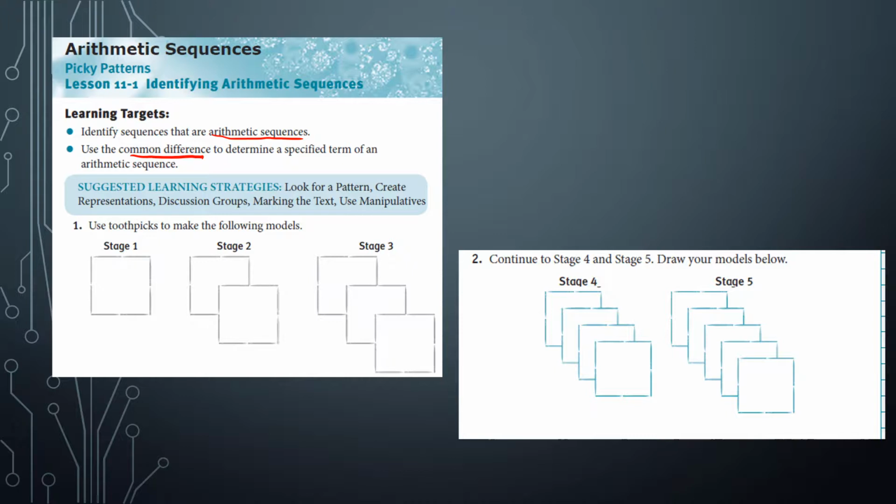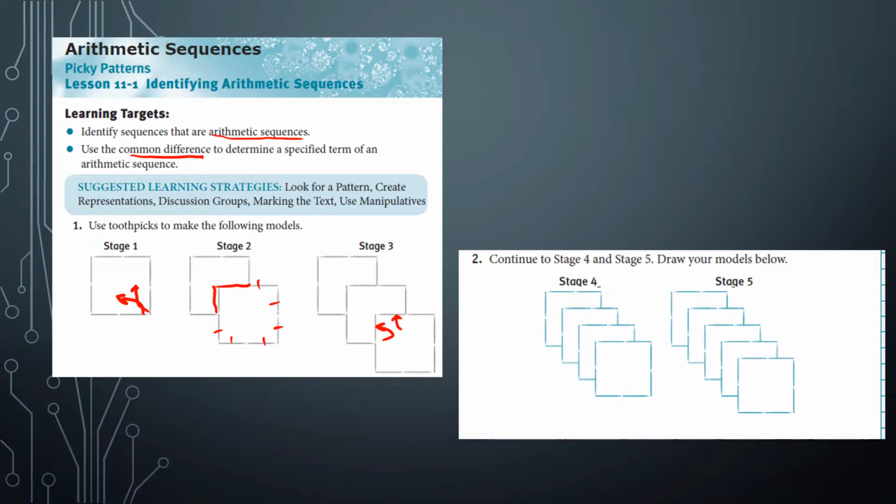So they say use toothpicks to make the following models. We're going to use imaginary toothpicks, unless you want to go get some toothpicks, then go ahead. And so here is stage 1 of the model, stage 2. So basically for each stage this corner inverts, flips up, so it becomes like this, and then you add 1, 2, 3, 4, 5, 6 more toothpicks. So on the third one then you invert these two corners so they flip up, and then you add 6 more toothpicks. So we're supposed to continue to stage 4 and 5.